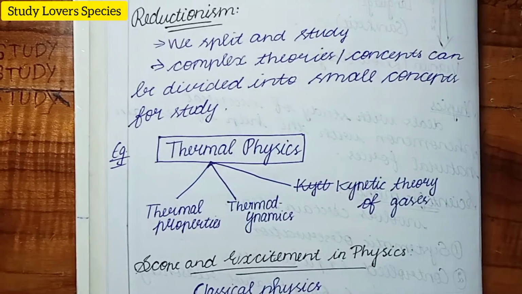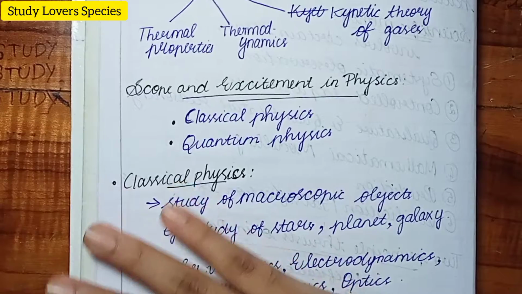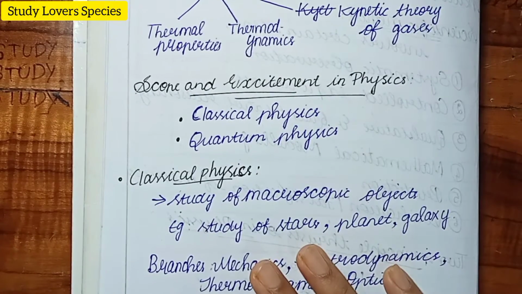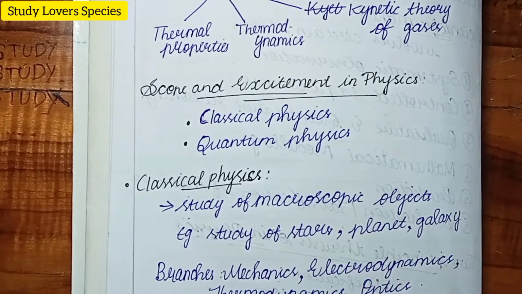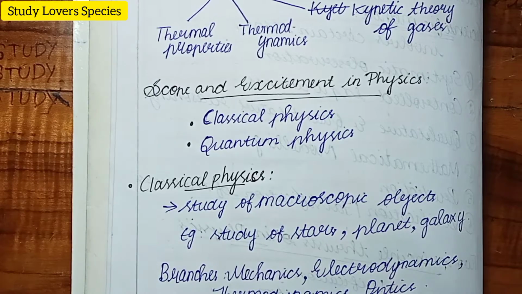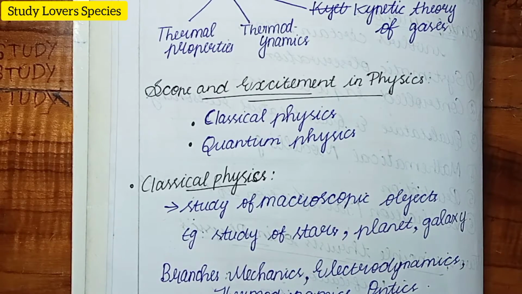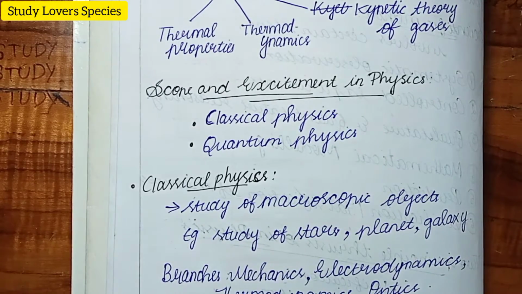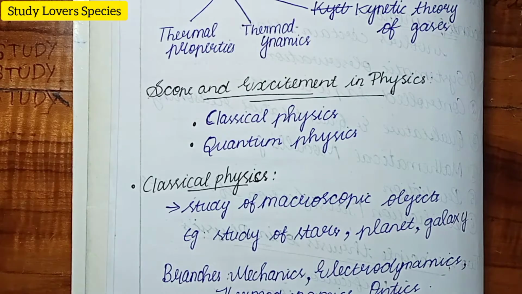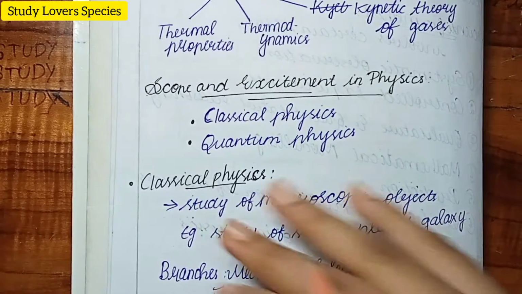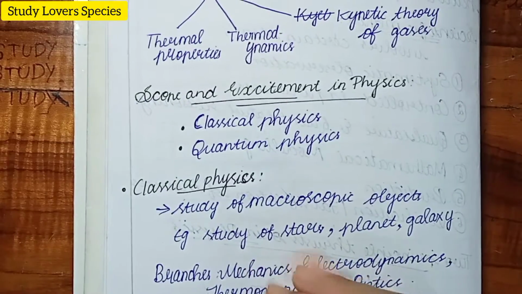Okay. Next, we have the topic of scope and excitement of physics. There are two scopes and excitements. They are classical physics and quantum physics. These two terms are very interesting. Okay, classical physics and quantum physics. First of all, let's see classical physics.